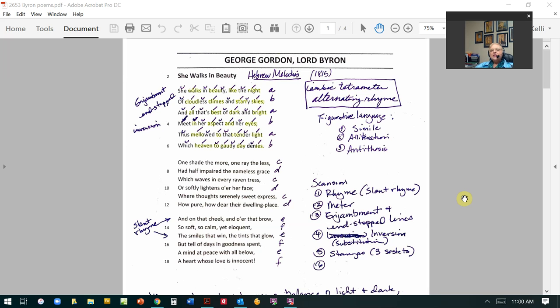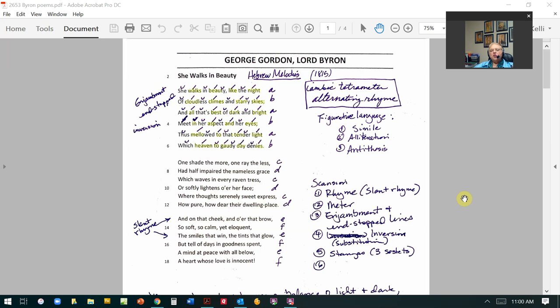We do have a possible inversion. So an inversion is where there's a substitution of a metrical foot, right, that breaks the regular pattern. And so I'm thinking on line 4, we have a possible inversion. So we say, instead of meet in her aspect and her eyes, right? Remember, this is in jammed, so we start at the beginning of the line. And all that's best of dark and bright meet in her aspect and her eyes. I think the emphasis is going to be on meet when you say it, right? So and bright meet in her aspect.